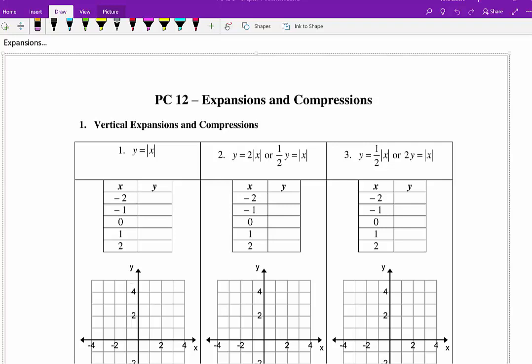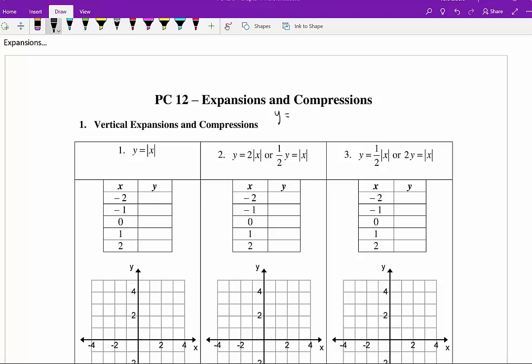Hi everyone, in this video we're going to take a look at vertical expansions and compressions. You should be familiar with these because we did them last year with parabolas. They will be in the form y equals a f of x. And if you note, if we divide both sides by a, then you will get y over a equals f of x, which you can then write as 1 over a y equals f of x. So you will see it in this format and in this format.